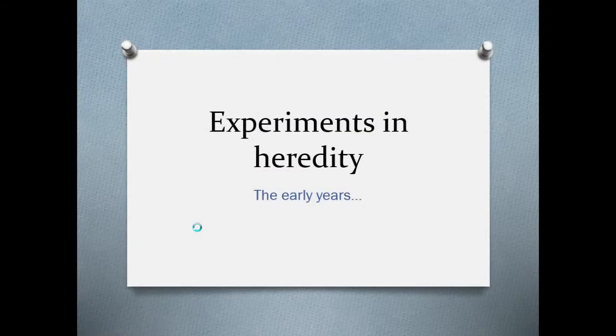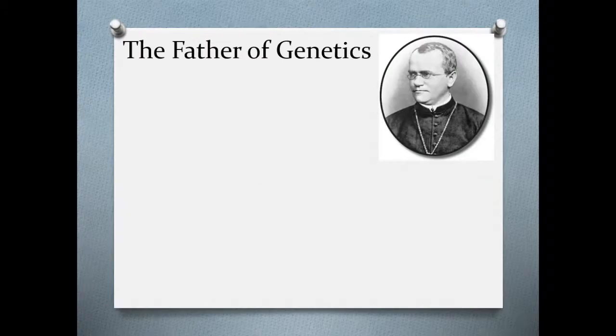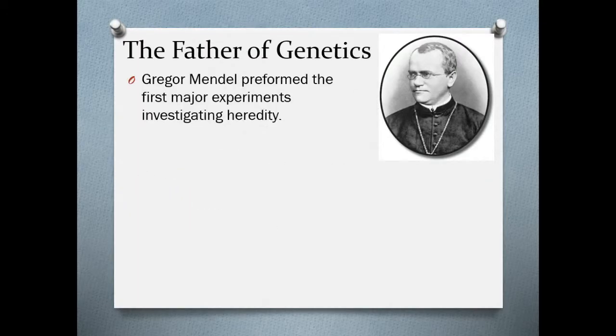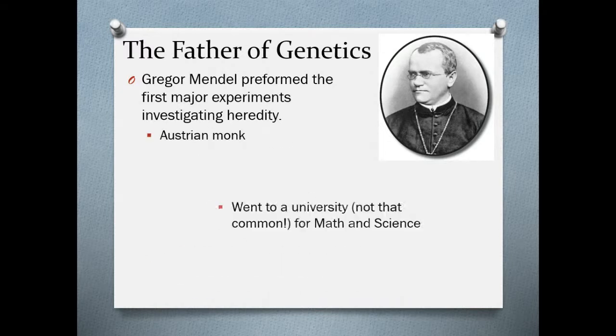Let's talk now about how we found all of this out. Let's look at the early years of experiments in heredity. The father of genetics is a person called Gregor Mendel. He performed the first major experiments that investigated the heredity from parents to offspring. He was an Austrian monk.